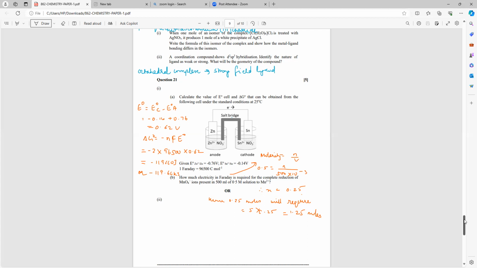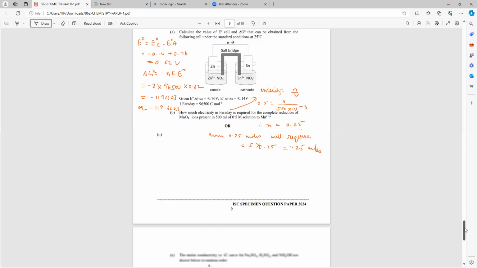B part, molarity is equal to n by V. So you will substitute, your n will be 0.25. Hence 0.25 moles will require 5 into 0.25, that is 1.25 moles will become the answer.